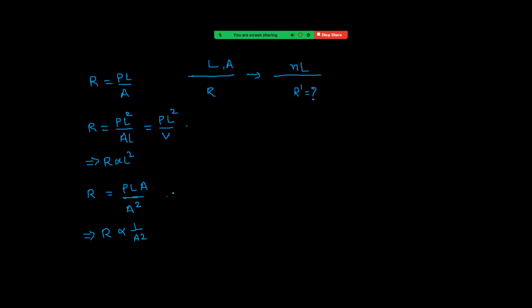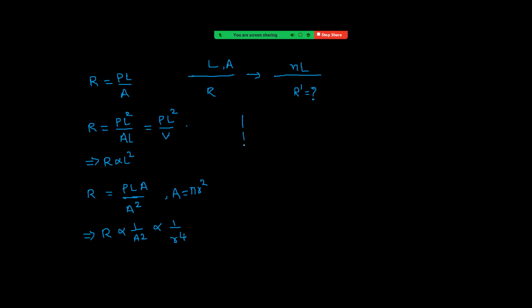And we know that A equal to pi R square, if it is a cylindrical wire where thickness is very small. Then this is proportional to 1 by R power 4. So we can expect problems like if R becomes a half on stretching the wire, how resistance changes, or if length is doubled, how resistance changes.